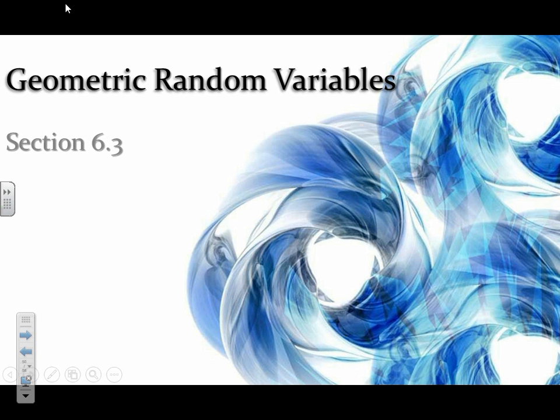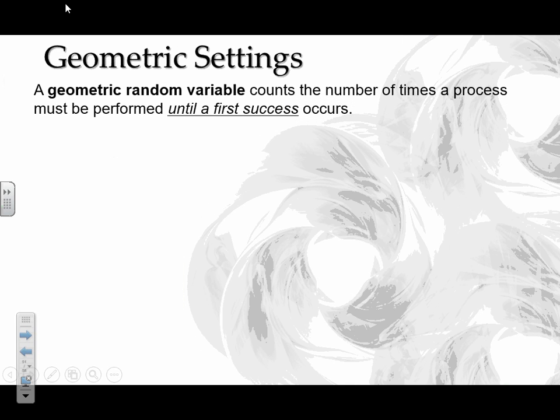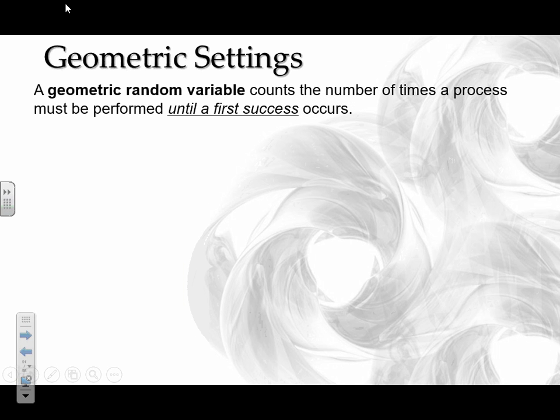So now let's talk about geometric random variables. Geometric random variables count the number of times a process must be performed until a first success occurs.